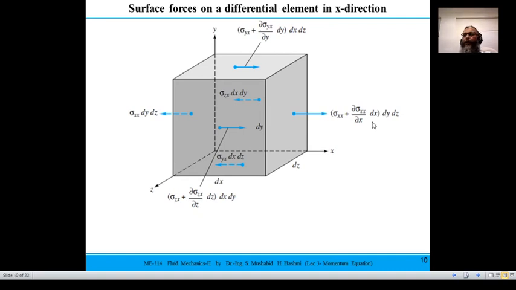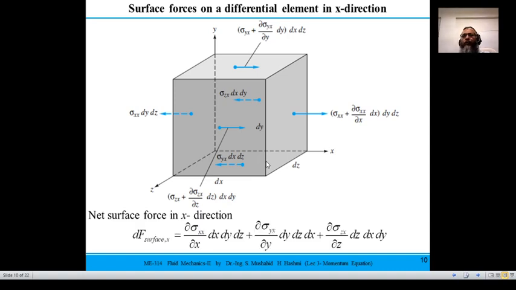And you see here the same differential element, and for simplicity we have only included the forces that are acting in the x direction. So the net force would be this force plus this force plus this force. All these three forces which are acting in the x direction have been summed up together. So this would be the net force which is acting in the x direction.